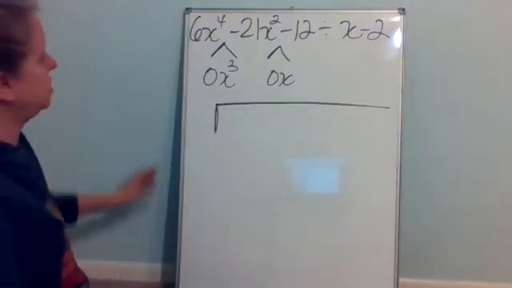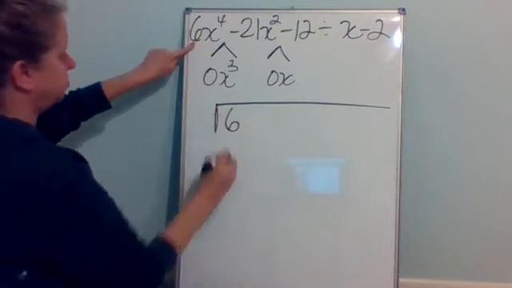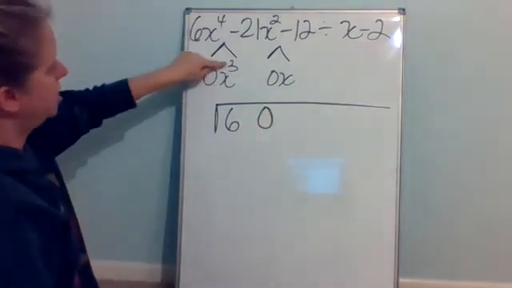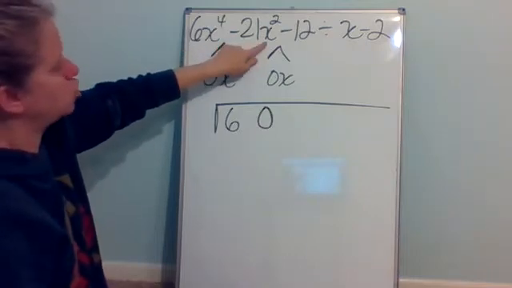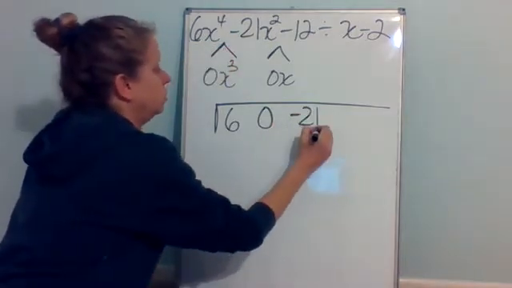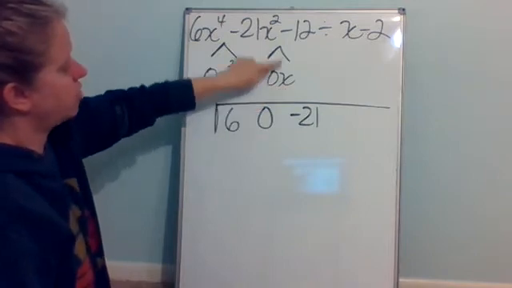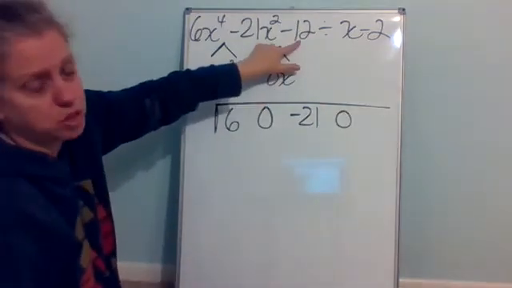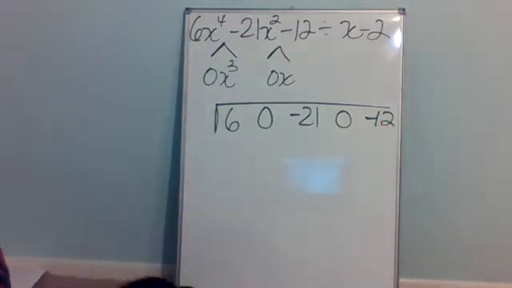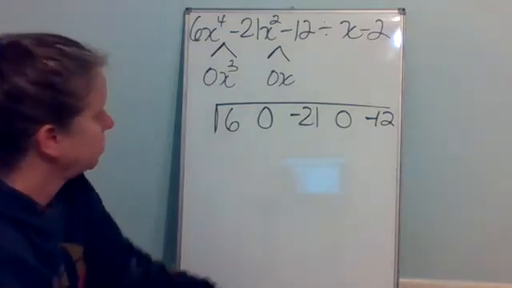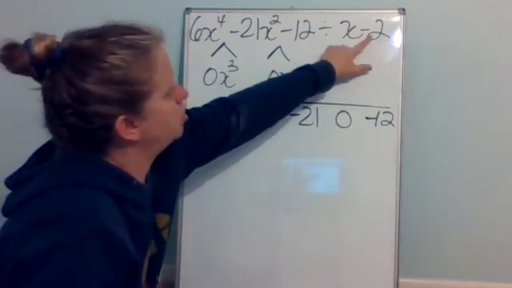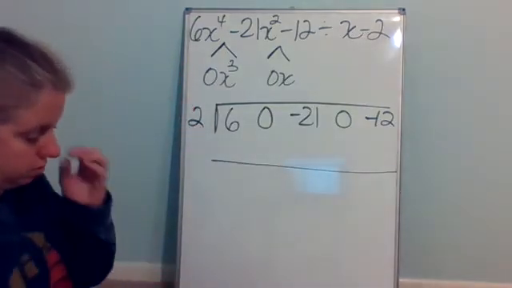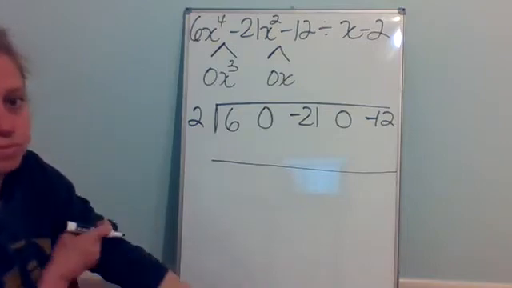So let's see, when I write out my synthetic division, in front of x to the 4th, I have a 6. After that, I need my x to the 3rd, so since it was missing, it's going to be a 0. After x to the 3rd is x squared. So there I do have a number, negative 21. Then after x squared comes x. And again, since it was missing, I'll just put in a 0. And then after x comes your plain number, which is the negative 12. So there's all my numbers. What are you going to put out here that you're going to do your synthetic division with? You're just going to change this sign from negative 2 to positive 2. And then do your synthetic division.